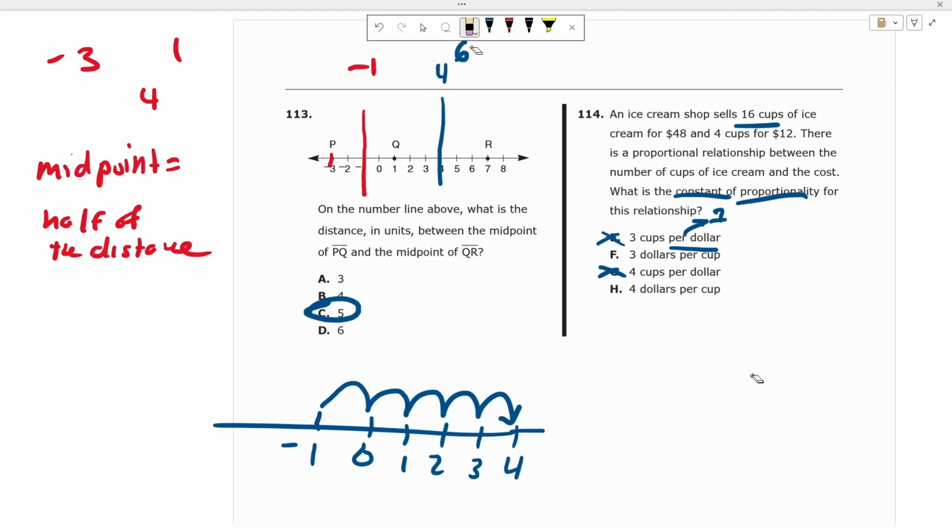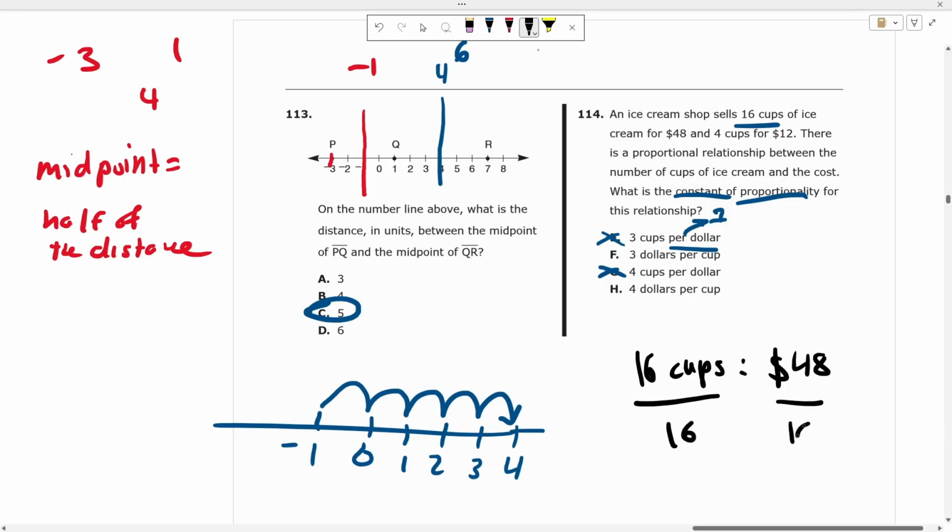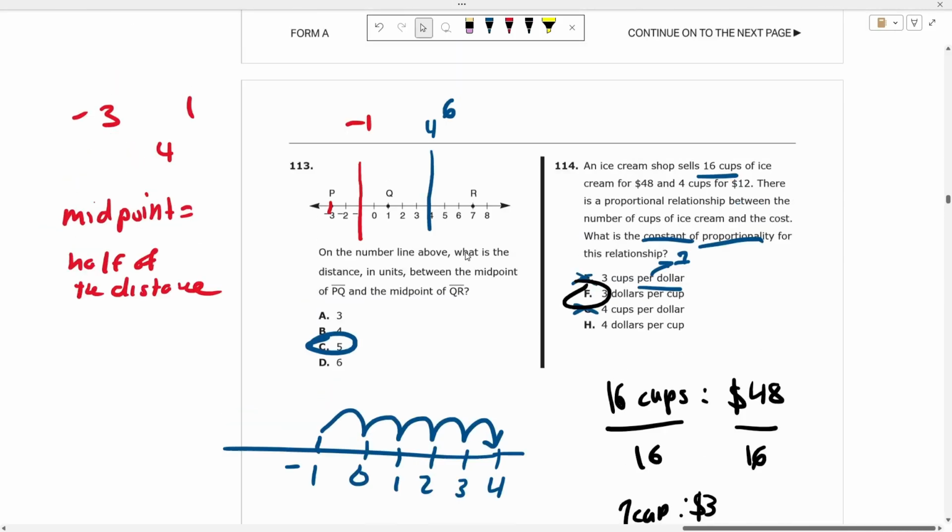And what F and H are doing, we know that it's 16 cups for $48. And what these are trying to do is find the dollars per 1 cup. And this we can actually do because if we divide both sides by 16, we get 1 cup per $3. Or choice F. That's 114, which is the last question of this entire practice test.